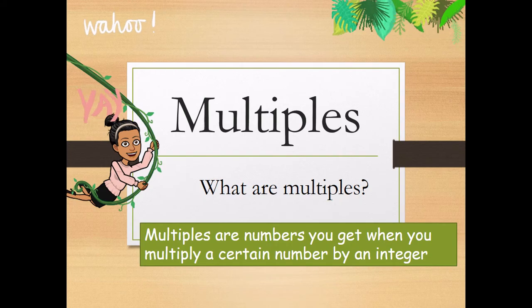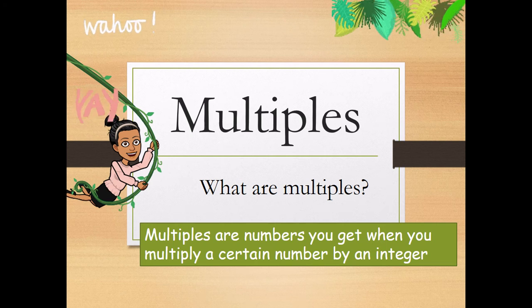Multiples. What exactly are multiples? Multiples are numbers that when you multiply them by an integer, you get them. And we know integers are positive and negative whole numbers. Let's look at an example.